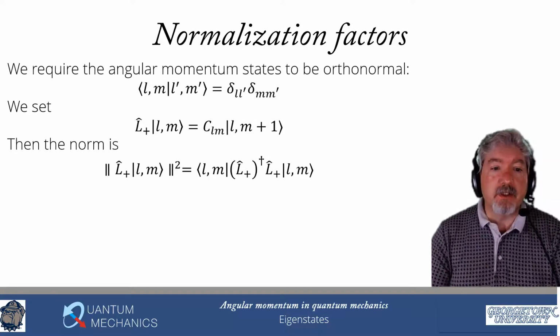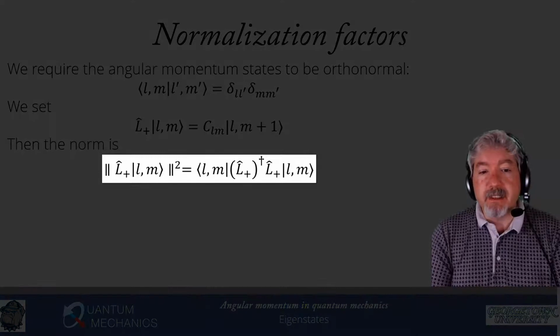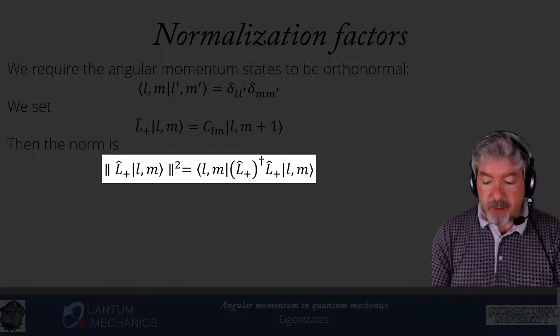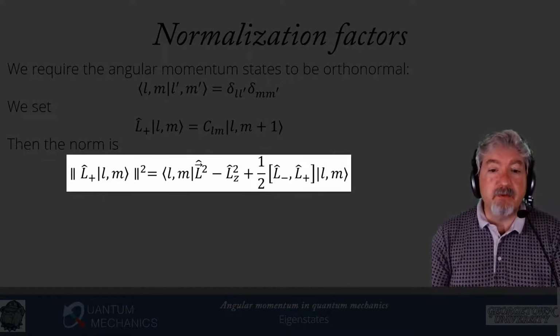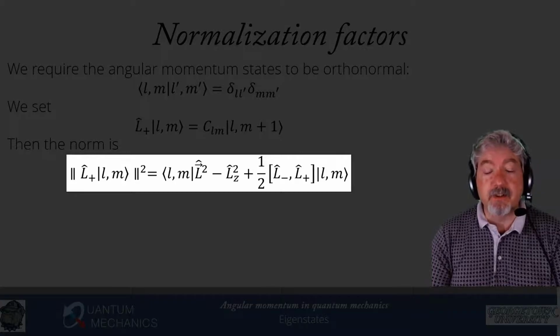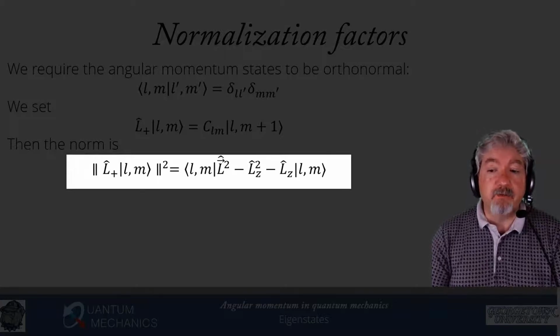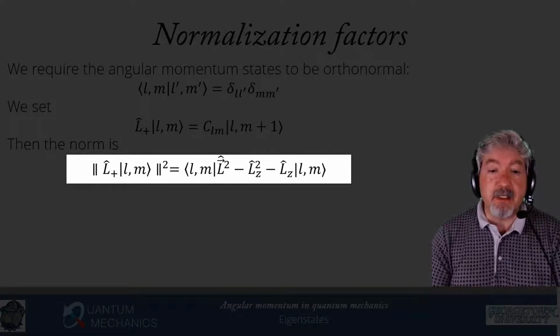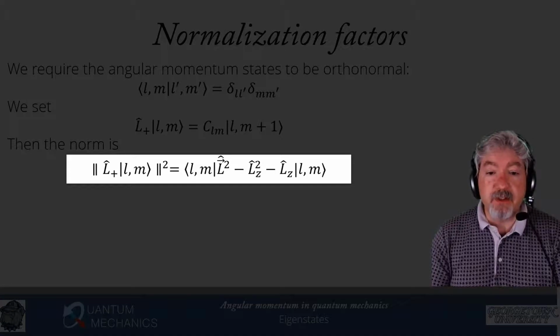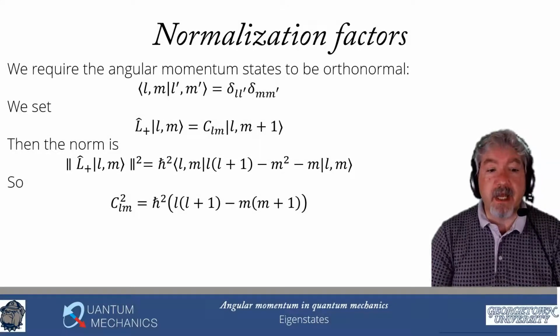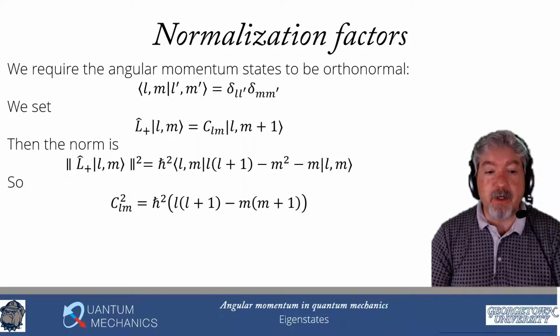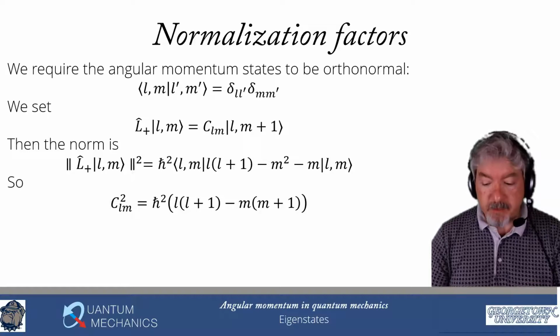Now what we do is we just look at the norm of that state. That norm is <L, m| L plus dagger L plus |L, m>. L plus dagger is equal to L minus, so I get an L minus L plus. Now we recognize that we can rewrite that L minus L plus just like we did before as L squared minus L_z squared plus 1/2 the commutator of L minus and L plus. We recognize we can rewrite that commutator in terms of L_z. Now I have an eigenvalue-eigenvector relationship, so I can extract those as numbers. I get L times (L plus 1) minus m squared minus m. And so we have now established that C_Lm squared is equal to hbar squared times L times (L plus 1) minus m times (m plus 1).